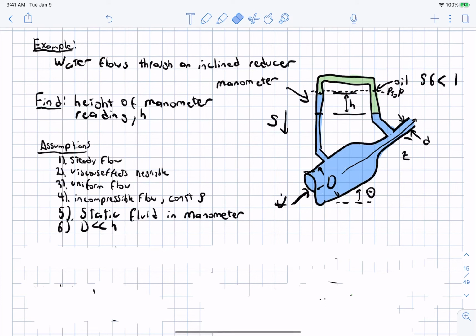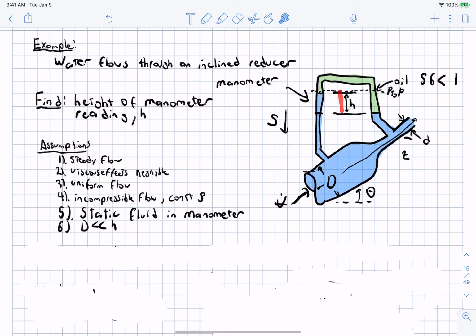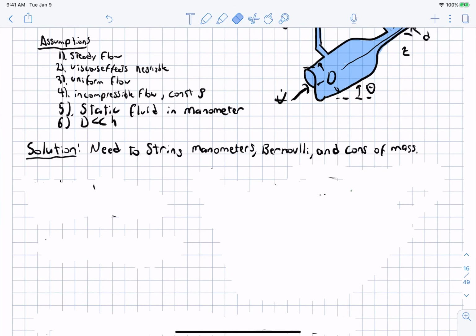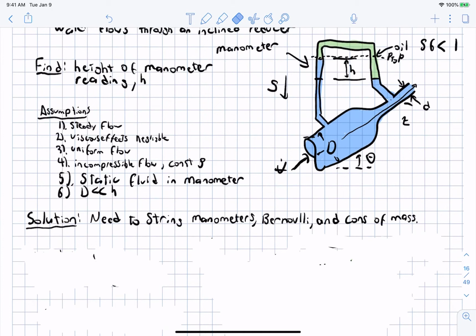And we will assume that the diameter of the tube is much smaller than this height h. Okay, and that assumption will come in useful later on. So the solution, as you can see, this is a pretty complex little system, and to solve it, we need to string together manometers, Bernoulli, and conservation of mass.